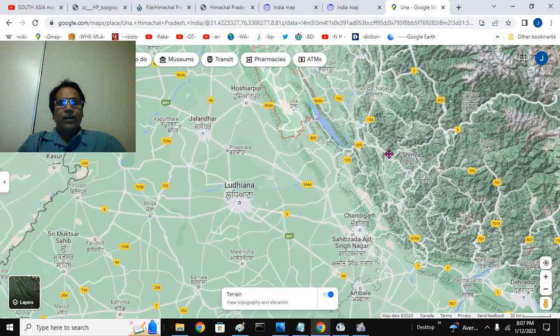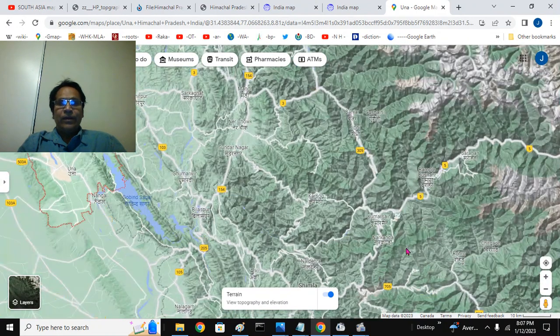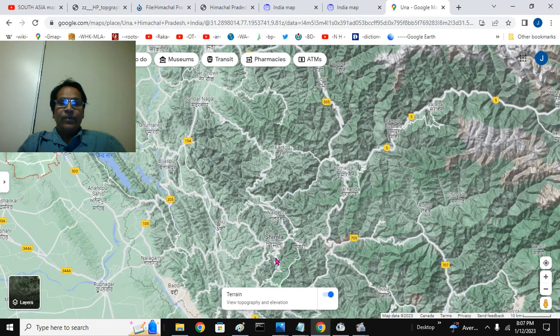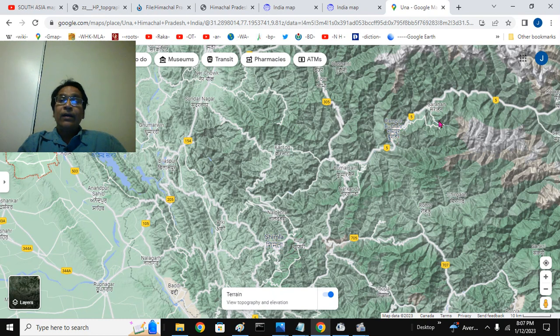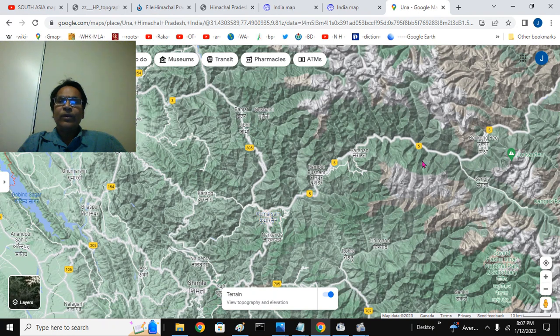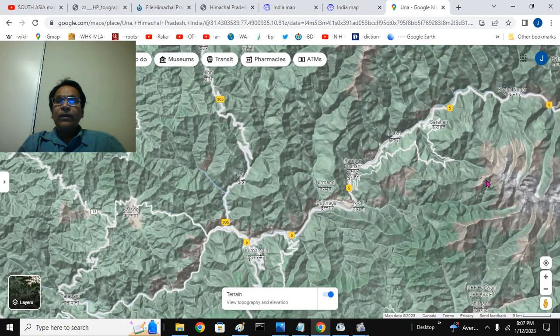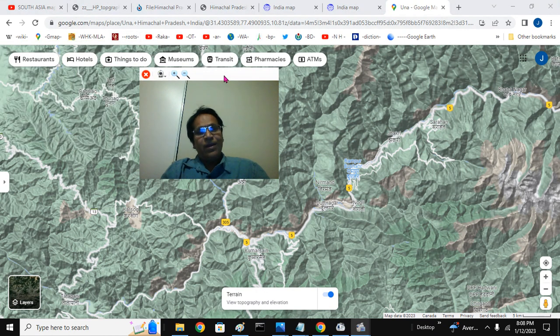This is the Bhakra Nangal Dam, and the Simla and Rampur region. Simla here, Kufri will be somewhere here, a potato-rich center. Simla to Rampur and Kotgarh, Kumarsain. Rampur will be somewhere here, and here Rampur. It was the headquarters of the former princely state of Bashahr, that is later called Mahasu district, later called Kinnaur district now.